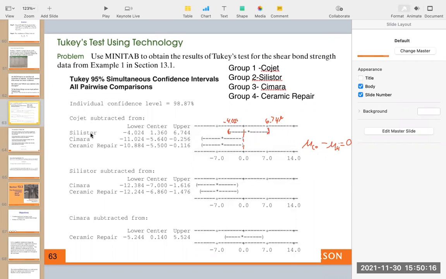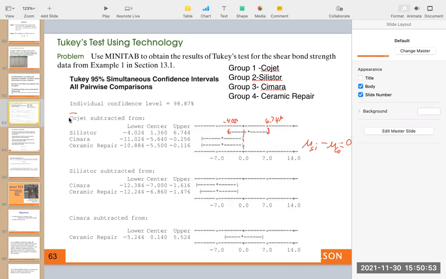information, just this first line here, I would say that Coget, because they did Coget subtracted from Silister. So it's the opposite of what I wrote down there. It's Coget is subtracted from Silister, okay? And so we got 0 is a likely answer for that. So that means that Silister has a mean that's probably equal to the Coget mean. Okay, well, let's look at the next one.